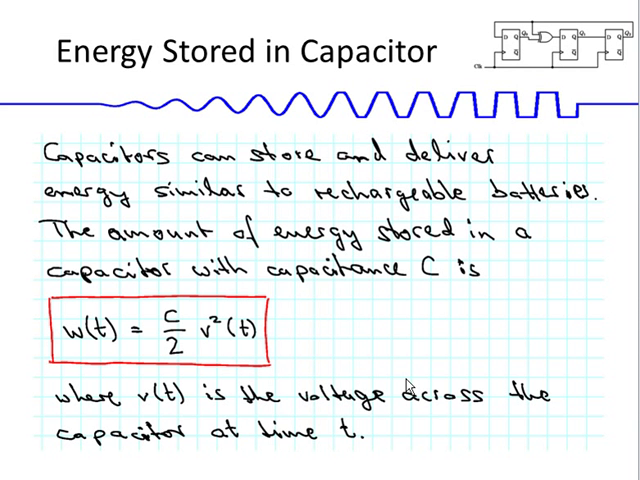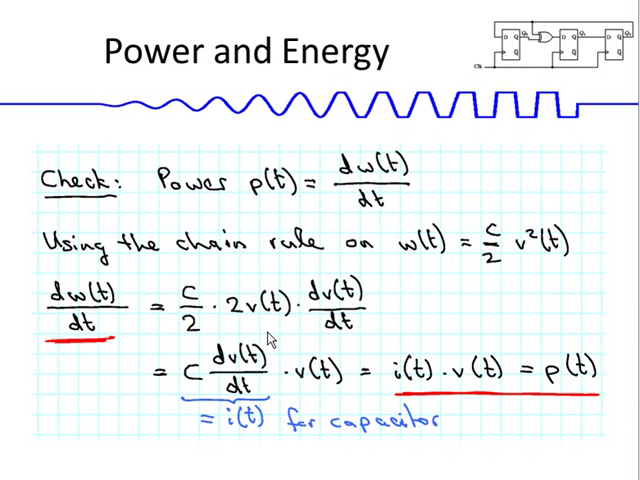Capacitors can store and deliver energy similar to rechargeable batteries. The amount of energy stored in a capacitor with capacitance C is C over 2 times V squared of t. And V of t is the voltage across the capacitor at time t. Power, as we know, is the derivative or the rate at which energy is being delivered. So p of t is dW over dt.